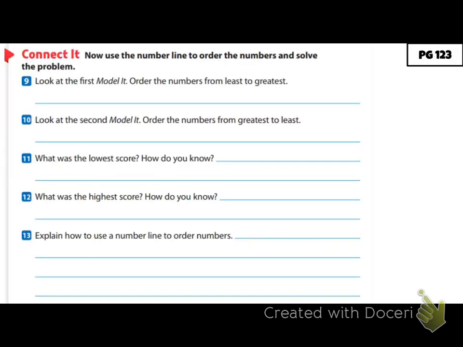So, look at the first model it. Order the numbers from least to greatest. So we're looking at the number line, so we're going to put them in order from left to right. In this case, we would have -3.5, -3, -1, 1.5, and 2. Look at the second model it. Order the numbers from greatest to least. So this one, we would be putting which number is further to the right. So we would start with 2, 1.5, -1, -3, -3.5.